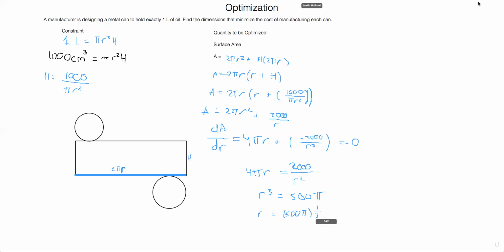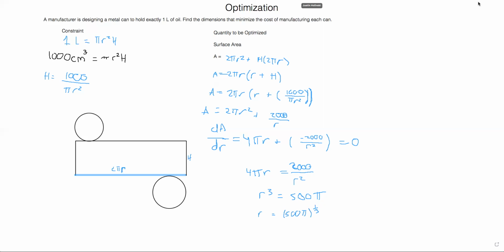Oh man, that doesn't look good either. That does not look good. That is correct, though. You have the right answer. Wow. Okay. How do we verify that this really is a dimension that minimizes the surface area? How do we prove that it really does give a minimum for us?